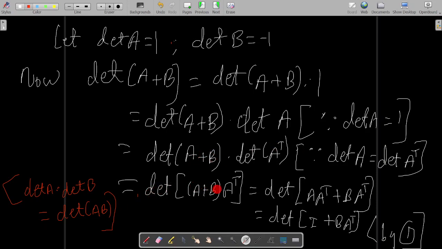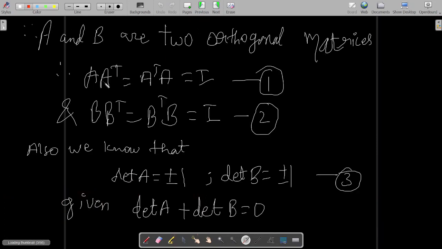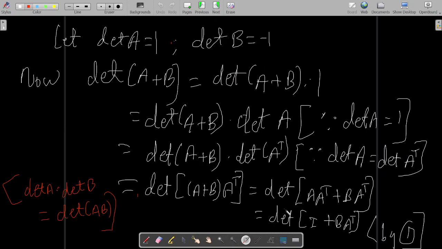So determinant of A plus B into A transpose. Then A transpose will go with A, and A transpose will go with B. So determinant of A A transpose plus B A transpose. This is by equation 1. A A transpose equal to I is from equation 1. How? Because by the definition of orthogonal matrices. So determinant of I plus B A transpose.